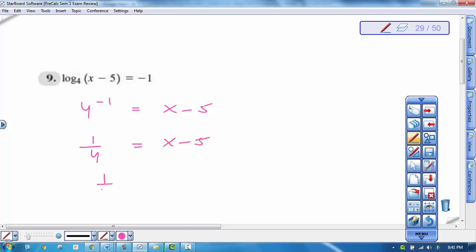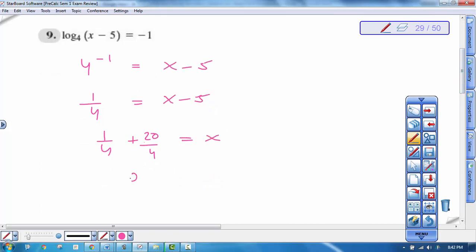We can add 5 to both sides. So we get this. Let's do a common denominator. Let's make this 20 over 4 by multiplying top and bottom by 4. So our final answer ends up being 21 over 4 for x.